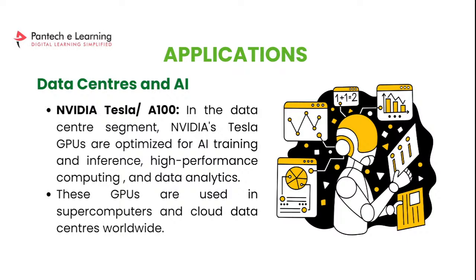So now let's get back to the topic, which is data centers and AI. Nvidia Tesla, or you can call it A100. In the data center segment, Nvidia's Tesla, now A100 GPUs, are optimized for AI training and inference, high performance computing and data analytics. These GPUs are used in supercomputers and cloud data centers worldwide.